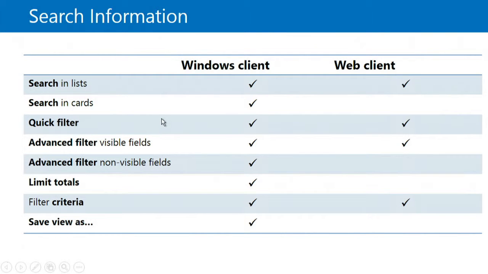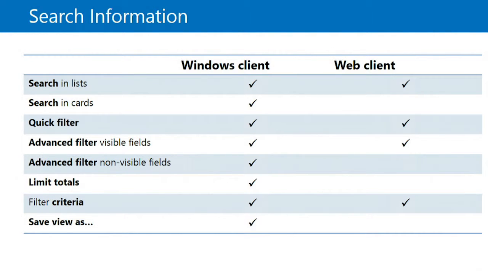Then we also have the advanced filter, and there we will need to make the difference between applying the filter on visible fields, which is possible on both clients. But in the Windows client you can also apply the filter to non-visible fields. Then we have the limit totals, which is a filter that we can apply to calculated flow fields. So this filter is usable in the Windows client. And in both clients we can use filter criteria. And then finally there's also a save view as function, which we have available in the Windows client.